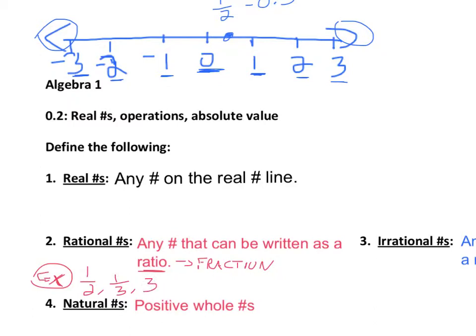Now, 3 might not look like it's a fraction, but you can write 3, or any whole number, and put it over 1. So there's a ratio, or a fraction, 3/1. So that's a rational number right there.